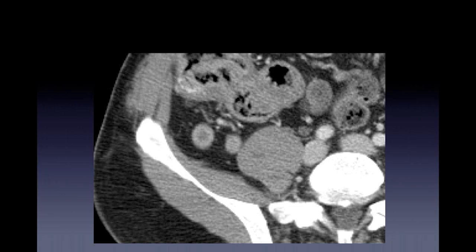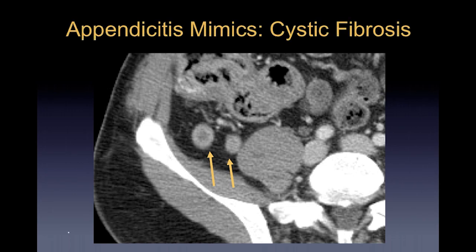This is an interesting one, the appendix quite big, no secondary signs of inflammation. We see the appendix in cross-section twice there. This is a case of cystic fibrosis. We tend to see a lot of cystic fibrosis at our institution. It's a referral center.